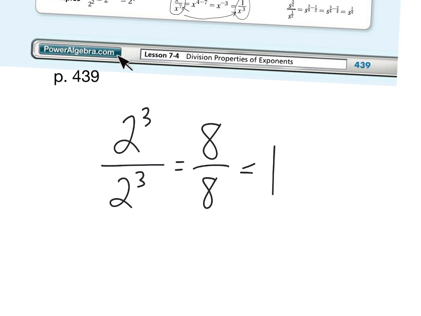If we use this idea now of subtracting our exponents, we could say this is 2 to the 3 minus 3 power, which is like 2 to the 0 power. So if both of these things are true, this proves kind of in a different way that if you have something to the 0 power, it's equal to 1, as long as you can't have 0 to the 0 power.